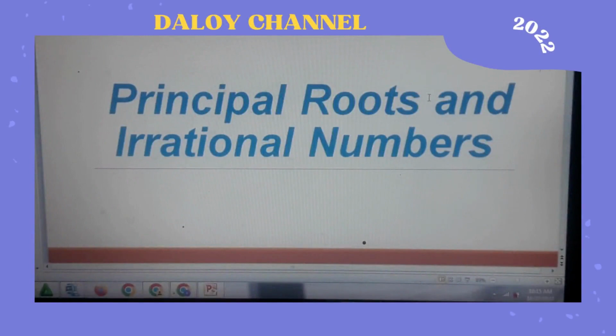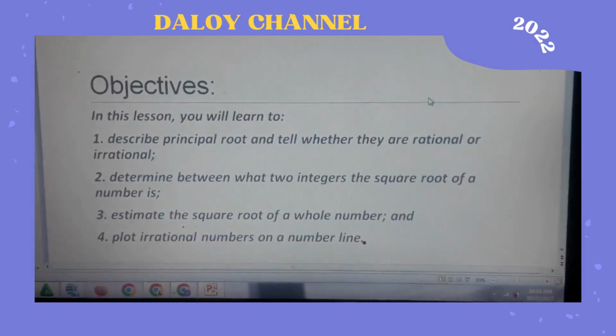We shall now take our topic about the principal roots and irrational numbers. Objectives. In this lesson, you will learn to: one, describe principal roots and tell whether they are rational or irrational; two, determine between what two integers the square root of a number is; three, estimate the square root of a whole number; and four, plot irrational numbers on the number line.